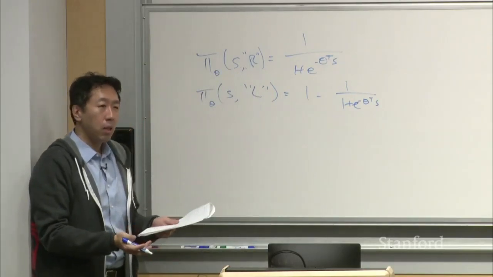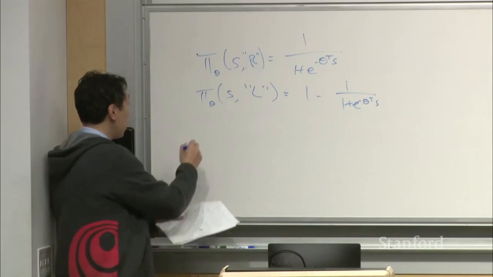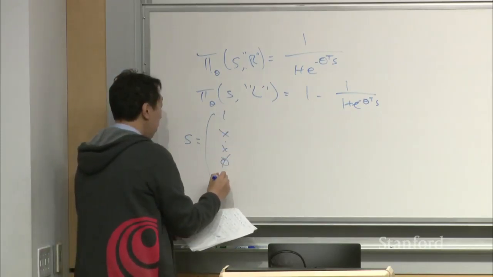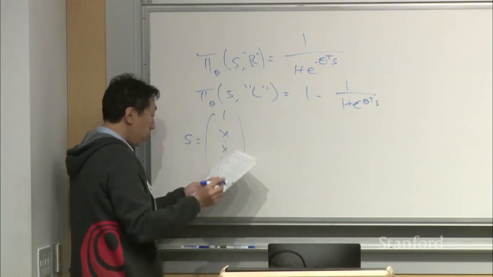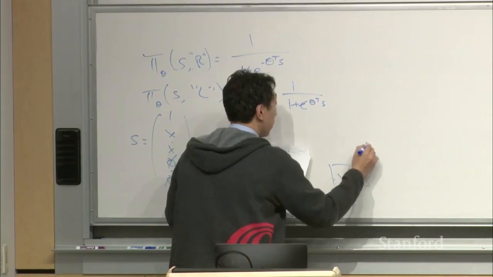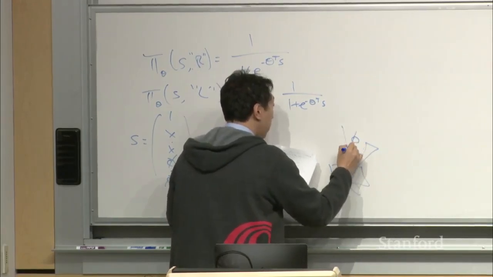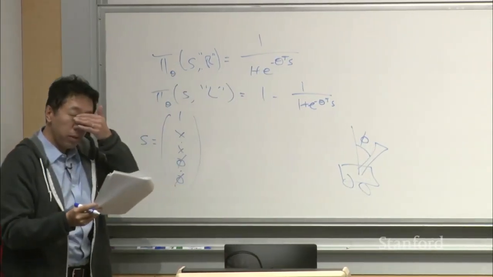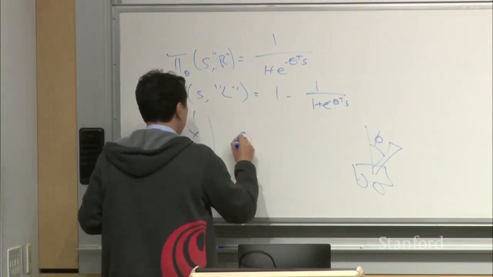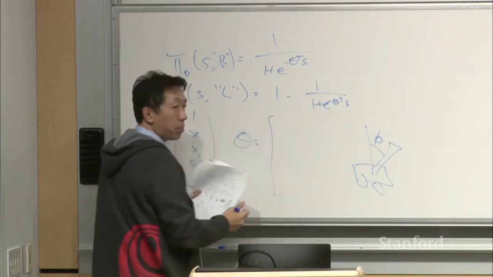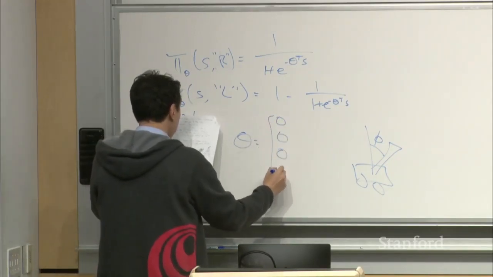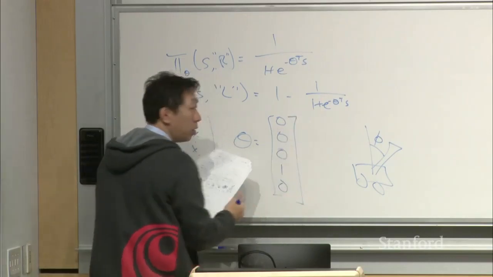And here's one example for why this might be a reasonable policy. So let's say the state vector S is 1, x, x dot, phi, phi dot, where this angle of the inverted pendulum is the angle phi. And let's say for the sake of argument that we set the parameter of this policy, theta, to be 0, 0, 0, 1, 0.